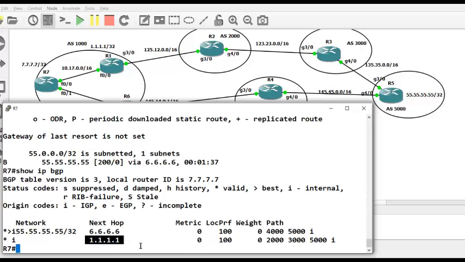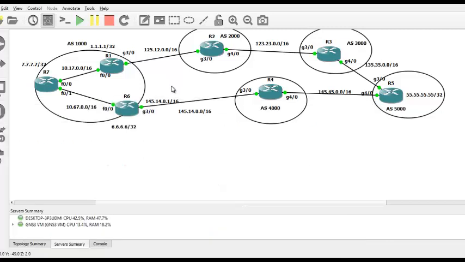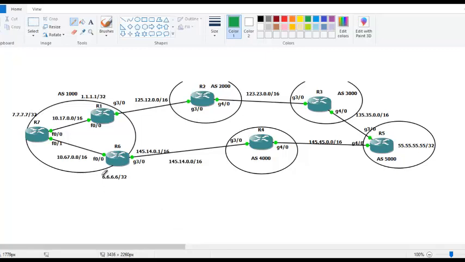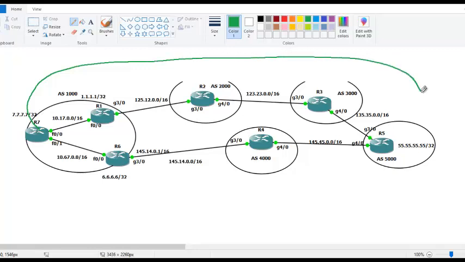Now, let us assume, focus on the question, let's assume we want this path. The reason is the bandwidth here is very high. The bandwidth here is very high, let's say 10 gig. Here the bandwidth is just 100 meg. BGP will not see bandwidth, no? It won't focus on bandwidth.